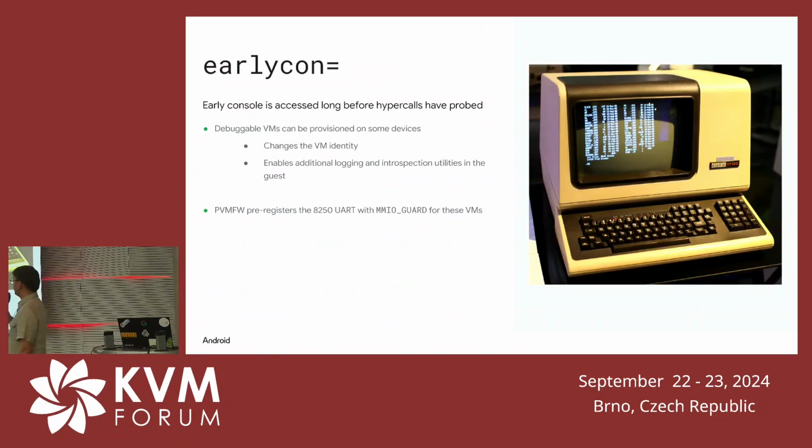That's an early con. It's a VT100. This is a bit fiddly. So for the early con to work, we need it to be MMIO guarded before we can probe it. Like Linux prints things very early, and it's before we can do the MMIO guard. So we get the hypervisor to do that. Sorry, the pVM firmware to do that if we are a debuggable VM, which will change the identity of the VM. And you can't use those in production, but it's useful for development.